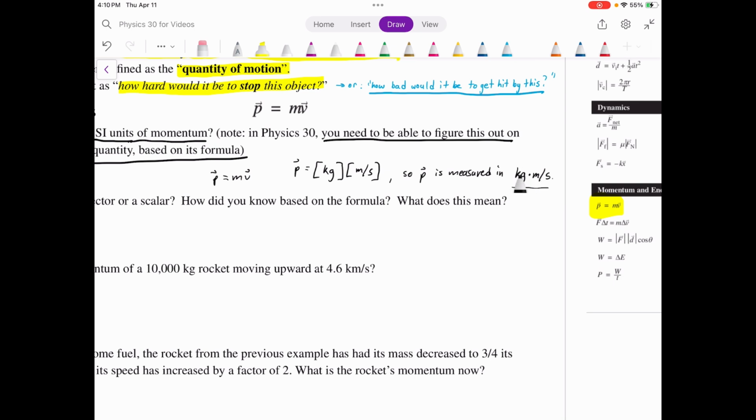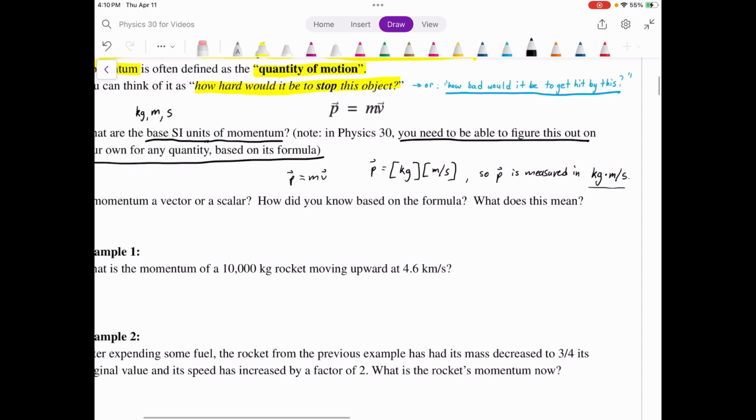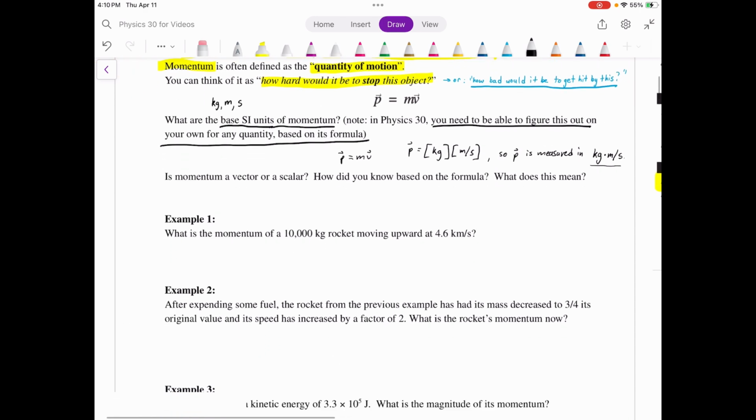Not sure why we didn't decide to derive a unit for it, but honestly, it's better this way anyway. We have the base units. This tells us the equation for it is mass times velocity, and it gives us all the information we need. So that's how we measure momentum, kilogram meters per second.